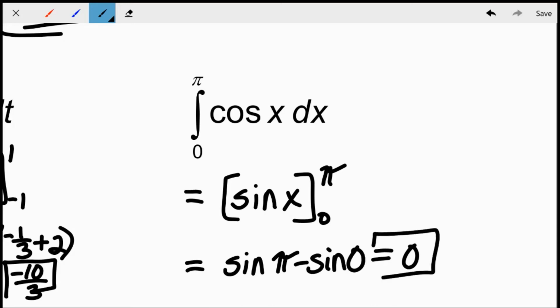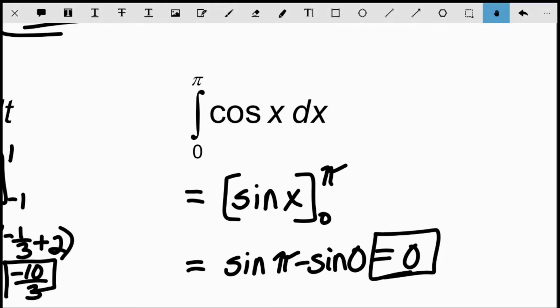And you can even then start thinking about these things graphically. What does the cosine function look like between 0 and pi? Well, between 0 and pi over 2, it's above the x-axis. Between pi over 2 and pi, it's below the x-axis. And those two areas, the area above and the area below the x-axis, are equal. So they essentially cancel each other out and give us a net result of 0.